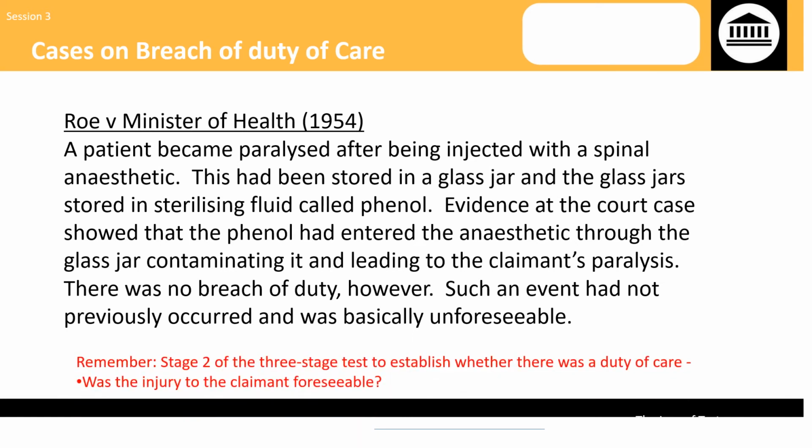So this points to stage 2 of the three-stage test, where it says to establish whether the injury to the claimant was foreseeable. Because it was the first time it happened in this case, it could be argued that it was unforeseeable, and therefore the hospital in this case wasn't held accountable.